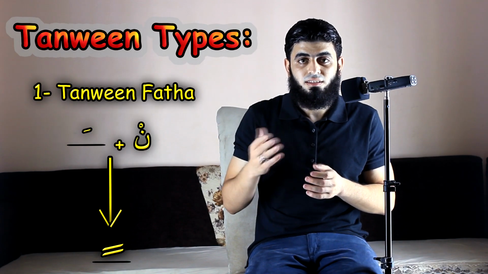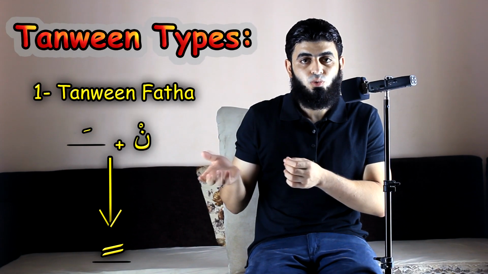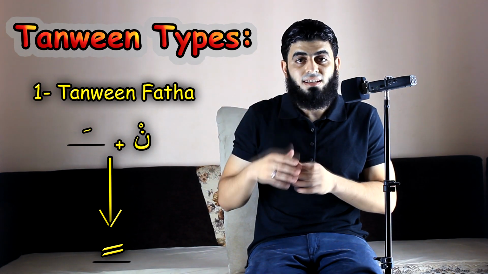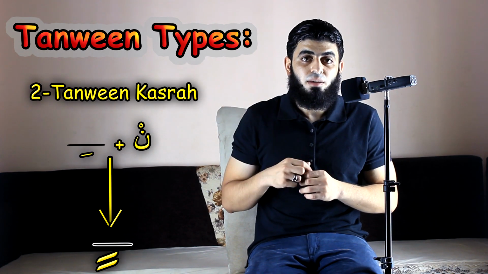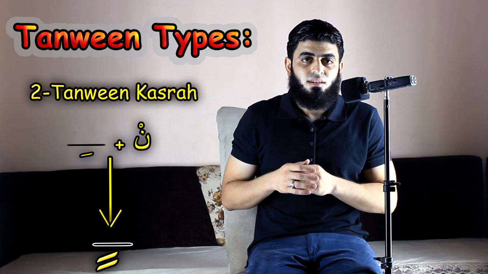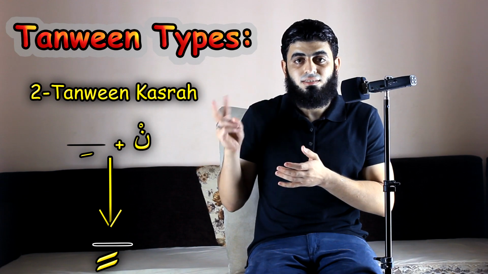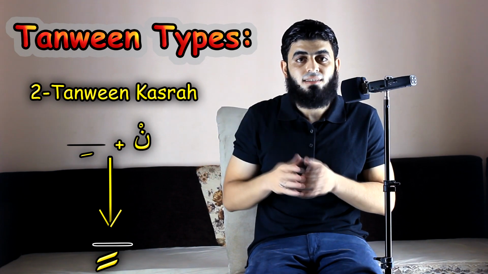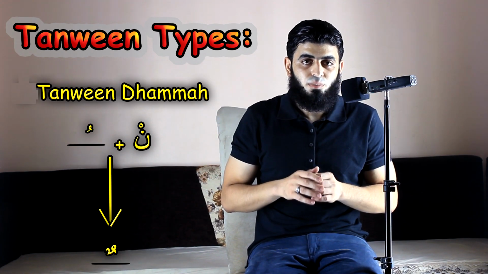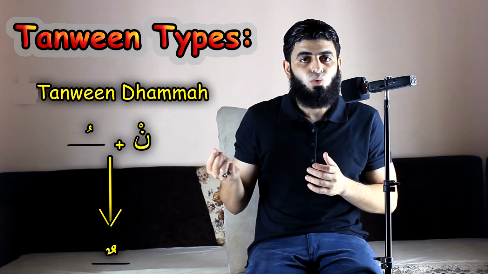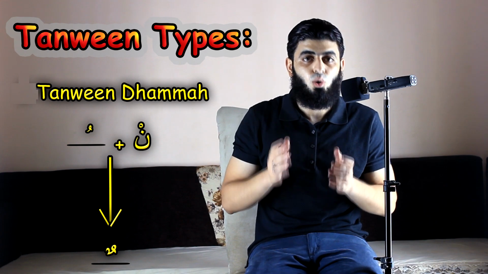Tanween fathah, this is fathah joined to Annoon Assakinah, written as double fathah, pronounced as an. The second type is Tanween kasrah, which is kasrah joined to Annoon Assakinah, written as double kasrah, pronounced as in. The last type is Tanween damah, which is damah joined to Annoon Assakinah, written as double damah, pronounced as un.